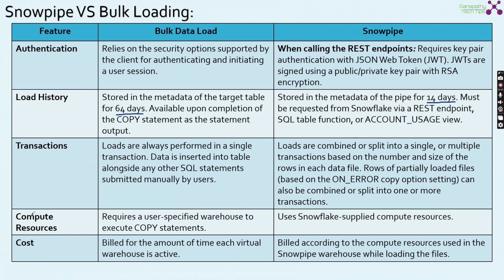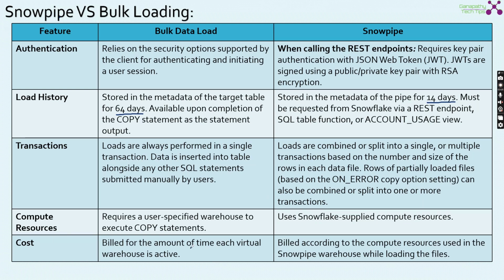Moving on to compute resources, we are already aware of this. For bulk data load using COPY INTO, we need a user-specified virtual warehouse to execute it, whereas in Snowpipe everything is done via Snowflake's internal serverless compute model. Snowflake manages the compute resources for you. We are going to discuss how the Snowpipe billing is going to happen in the subsequent sections.